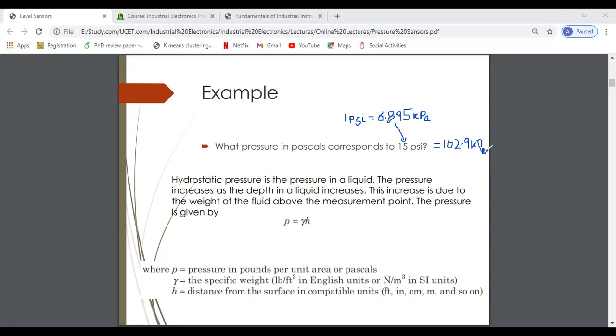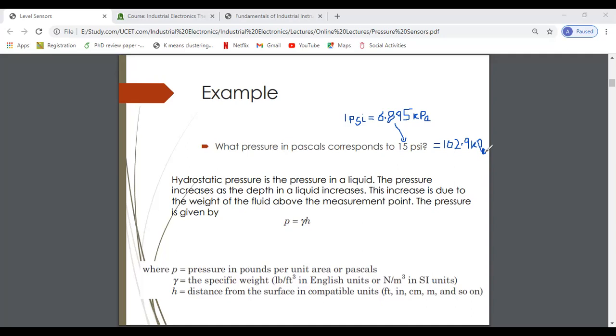Hydrostatic pressure is the pressure in a liquid that we have to measure. The pressure increases as the depth in a liquid increases. This increase is due to the weight of the fluid above the measurement point, so the point at which we have to measure the pressure matters. That pressure is dependent on the depth of the liquid. As the depth of liquid increases, the pressure also increases.